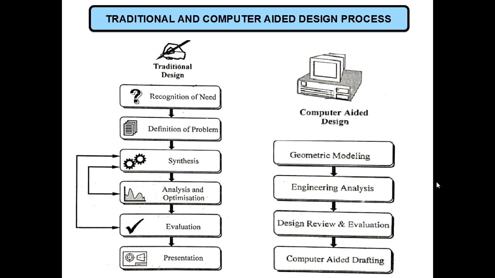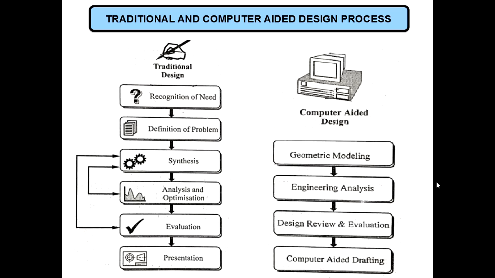Now in the computer aided design process, the last 4 phases of the traditional design process can be very well performed with the help of computer aided design. So these last 4 phases, synthesis, analysis, evaluation and presentation, we are doing with the help of the computer. Now first is geometric modeling in computer aided design. The geometric modeling phase corresponds to the synthesis of the traditional design process.